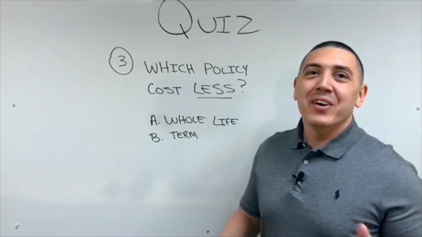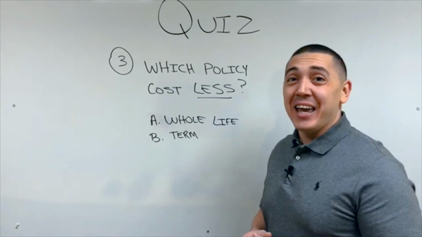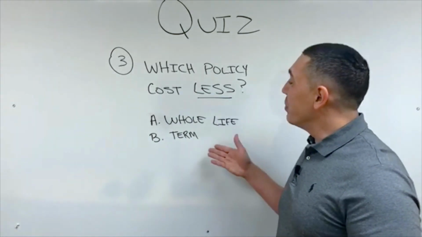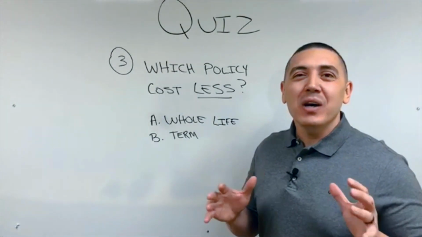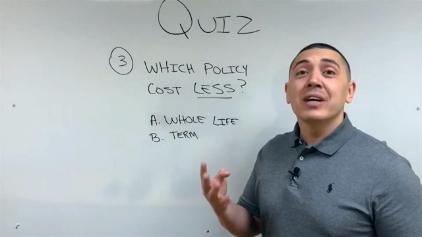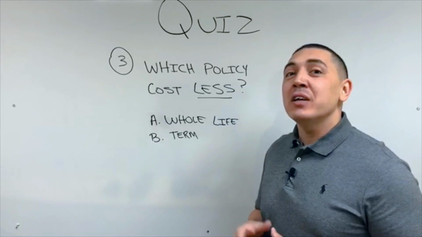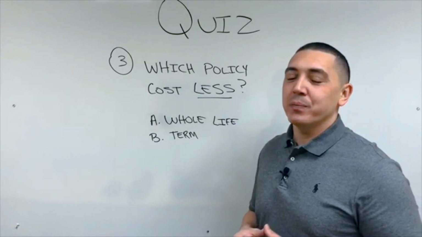Question number 3, which policy costs less? Is it A, whole life insurance, or B, term insurance? If you guessed B, then you're absolutely right. If you remember just a while ago, we discussed that whole life insurance typically costs 4 to 10 times the amount in premium for the same coverage that term insurance would cover you for.